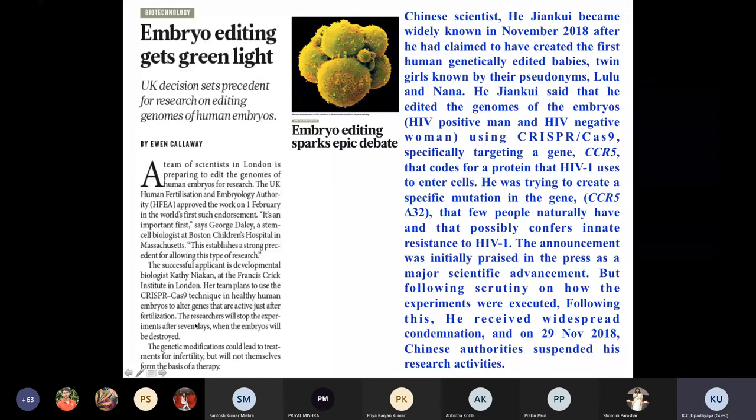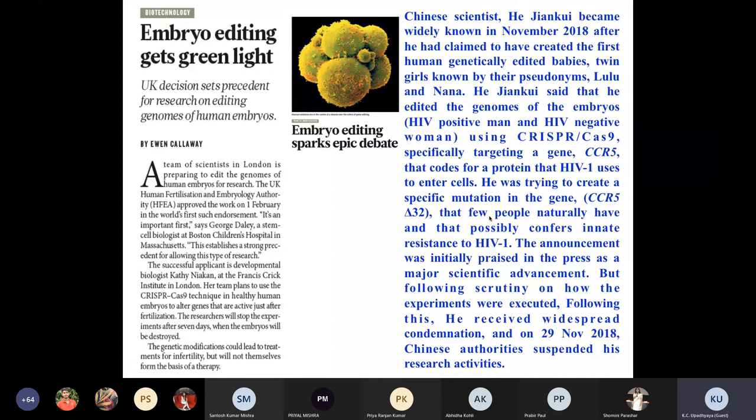What has happened is that a Chinese scientist, He Jiankui, became widely known in November 2018 after he claimed to have created the first human genetically edited babies, twin girls known by their pseudonyms, Lulu and Nana. He said that he edited the genome of embryos from HIV-positive men and HIV-negative women using CRISPR-Cas9, specifically targeting the gene CCR5 that codes for the protein that HIV-1 recognizes to enter the cell.